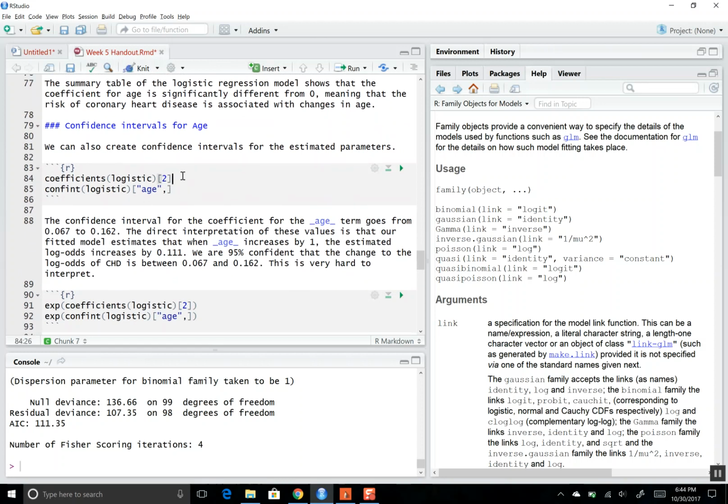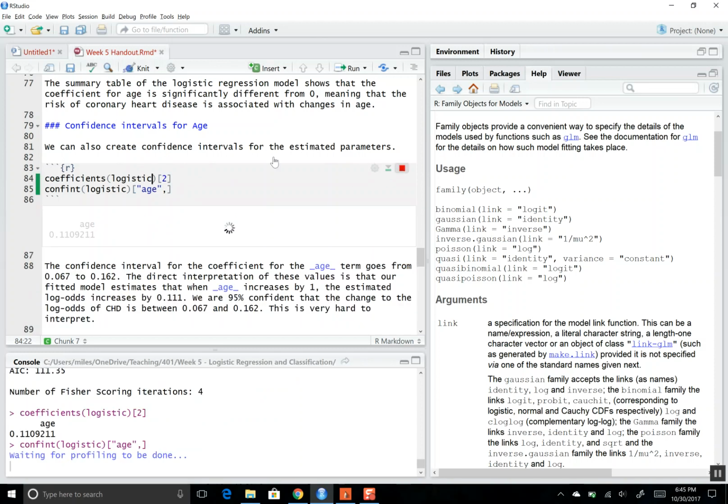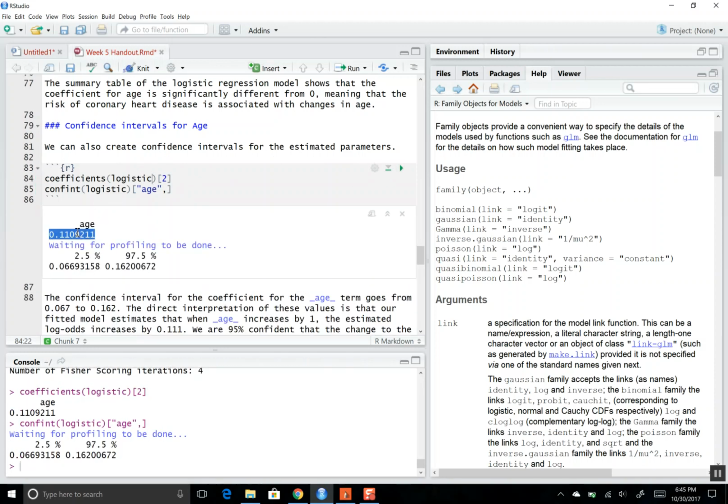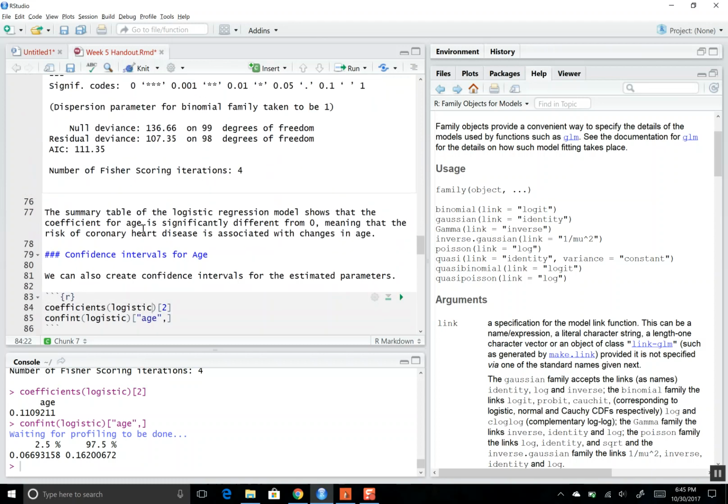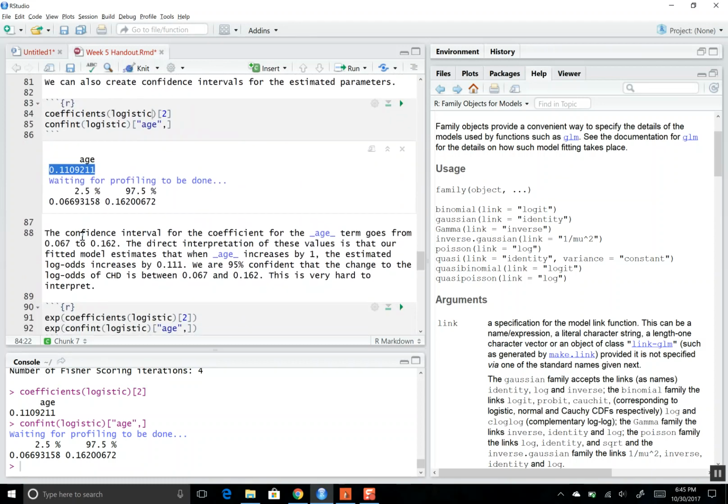And so, if we wanted to create confidence intervals for our coefficients, it's definitely possible. Okay, so we can just take a look at what that estimate of the coefficient is. Okay, and that estimate, as we saw earlier, is 0.1109. And then you can have R create a confidence interval for you just by calling the function confint. Okay. And it goes from 0.0669 to 0.16, right? So effectively our confidence interval goes from 0.067 to 0.162.